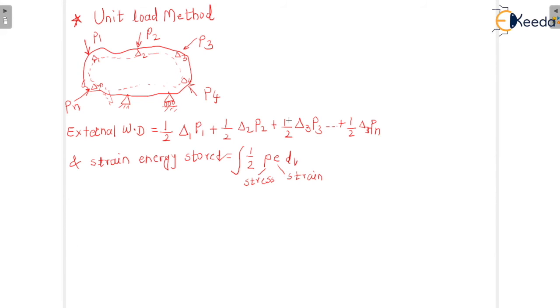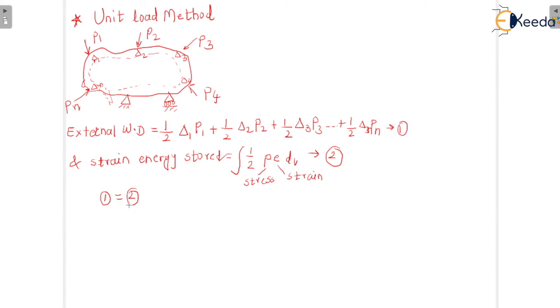Now we can simply compare these two equations. So this is equation number 1 and this is equation number 2. We can simply write that the external work done is equal to the strain energy stored. So when we write this equal to this, equation 1 equal to 2, we can write this equation. Okay, now let us consider the same body.